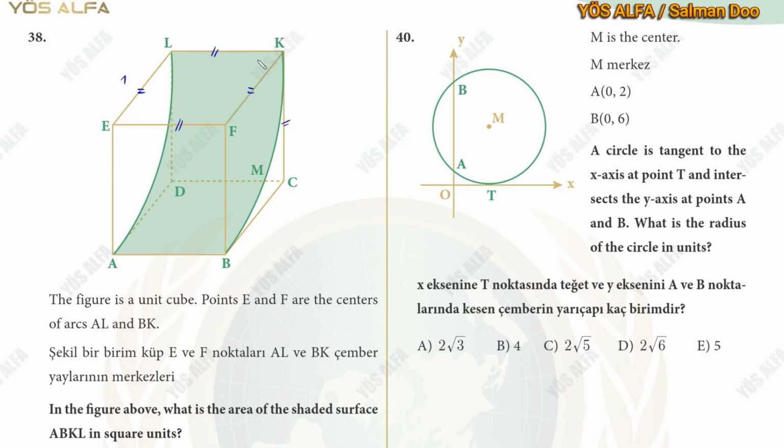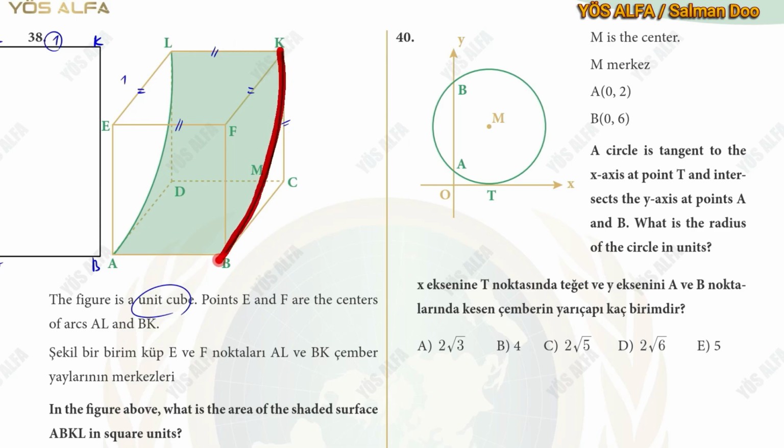So to make it easier to calculate, I'm going to straighten out this arc length. So we have a strip like this. So this is L and that is K, and this is A and B. So the length of the LK is 1 because it is given to be a unit cube over here. So what is this length KB? KB is the arc length over here.